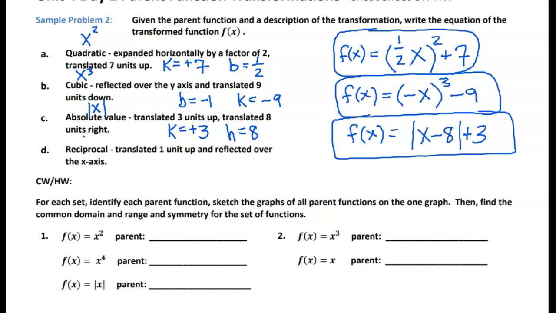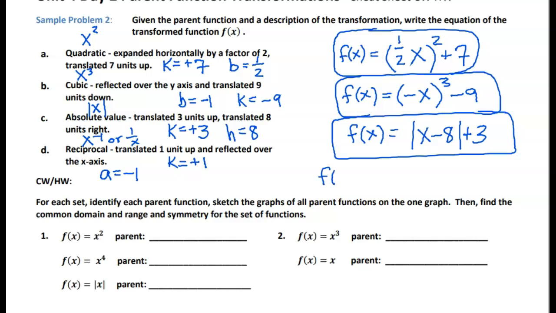We know that's x to the -1 power, or 1 over x. And we're translating 1 unit up. Up is positive, so I have a k of +1. And I'm reflecting over the x-axis. Go to your cheat sheet, and a has to be -1 to reflect it over the x-axis.